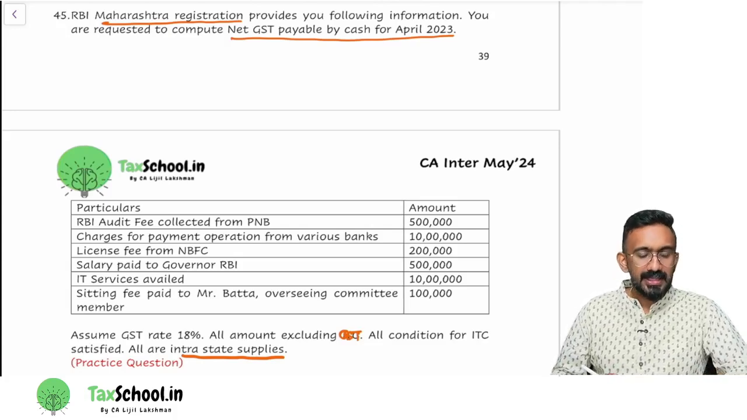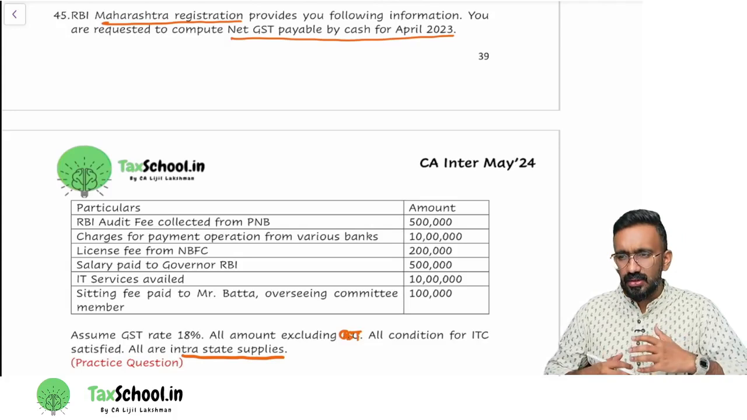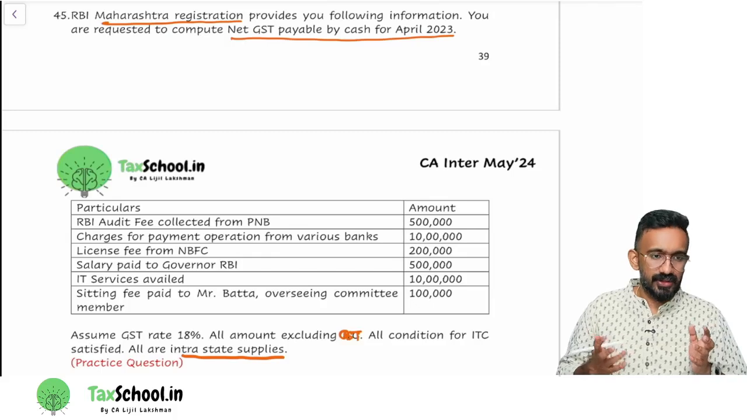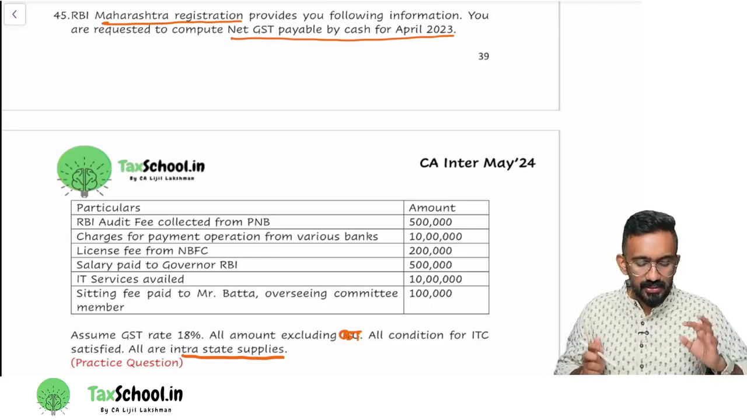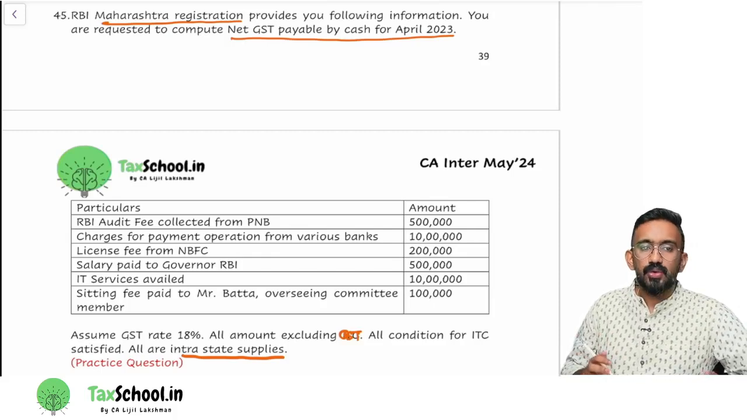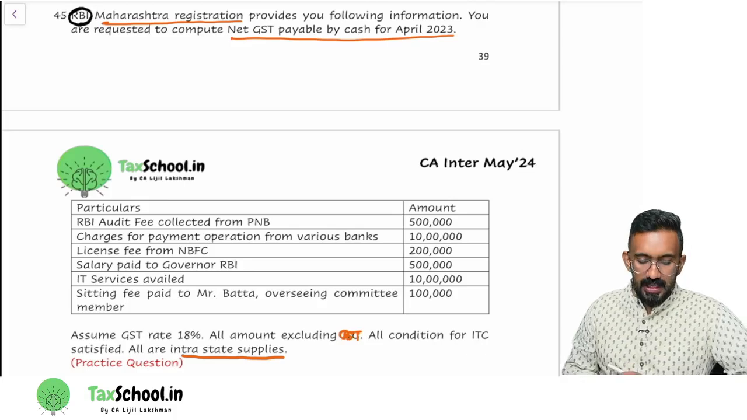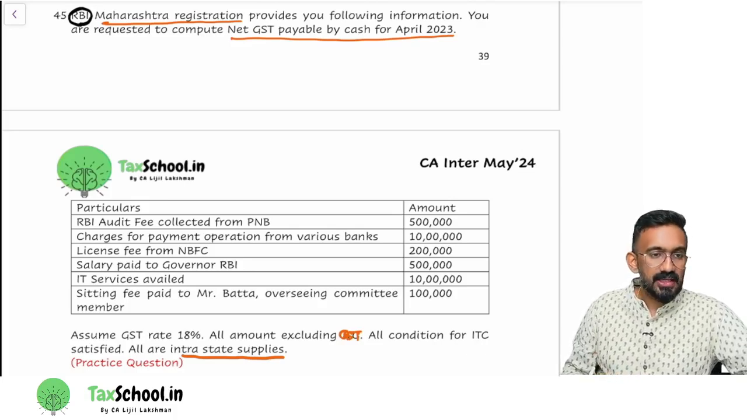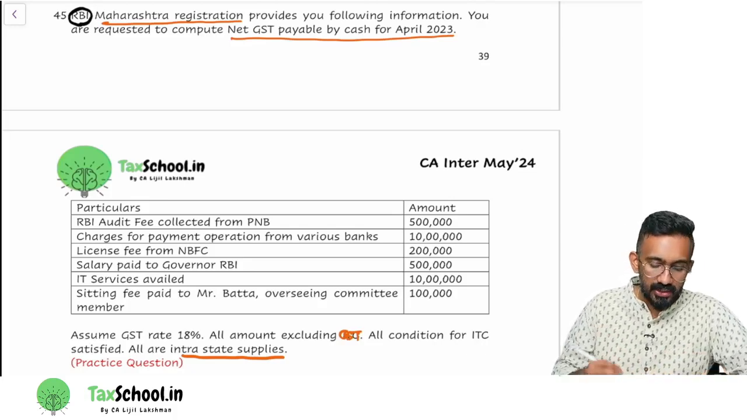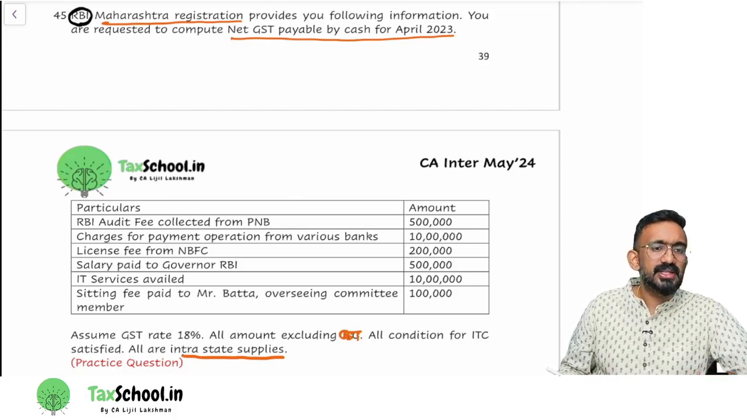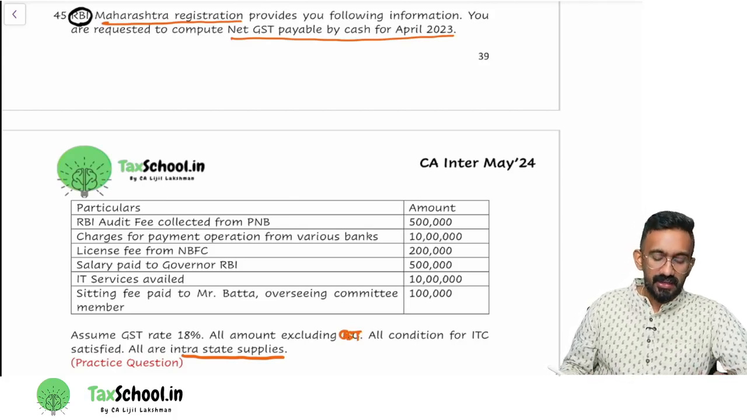The extended version of this question generally comes in the examination as a compulsory question even. So when you get a question like this, we should first identify for whom I am computing the GST. I'm computing GST for RBI, so for RBI I'm computing net GST by cash. In that case, I should know what is my outward tax liability and what is my input tax credit. So I need to separate what are the cases in this question that are outward supply, and what are inward supply.